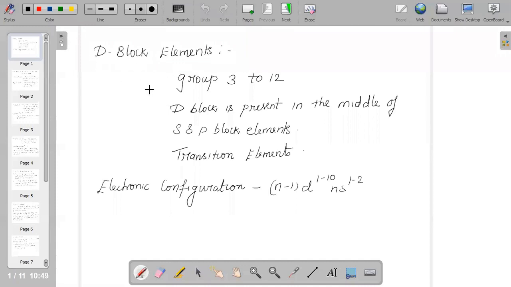When we say D block elements, what are all the groups they belong to? In the periodic table, we consider group 3 to group 12 as D block elements, and of course they are present in the middle of the S and P block elements. That is why they are given the name transition elements.